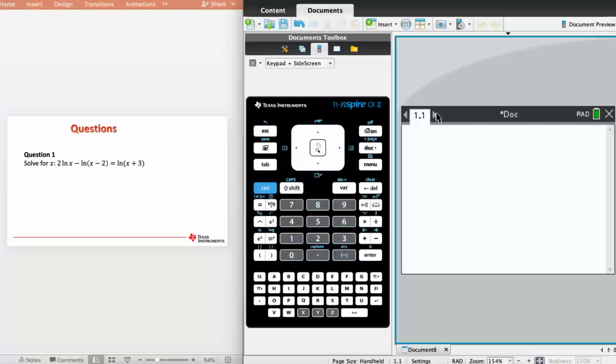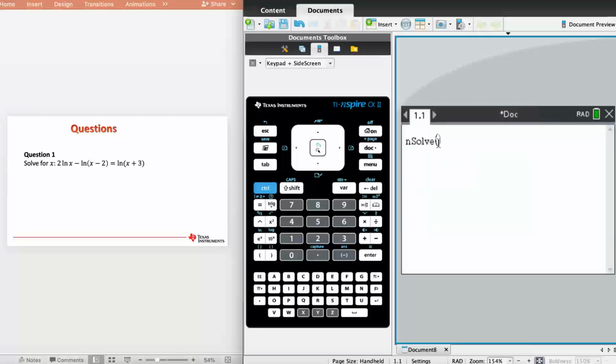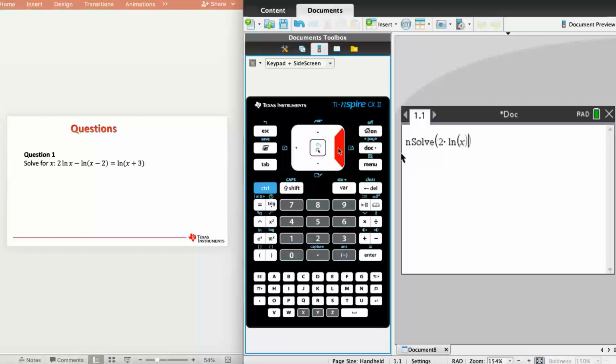So using the numerical solve function, I hit Menu, Algebra, Numerical Solve, and type the function within the parentheses. So I have 2 times the natural log, so control natural log, x, right arrow to get out of the brackets, subtract control natural log of x minus 2, right arrow to get out of the brackets again, equals control natural log of x plus 3.